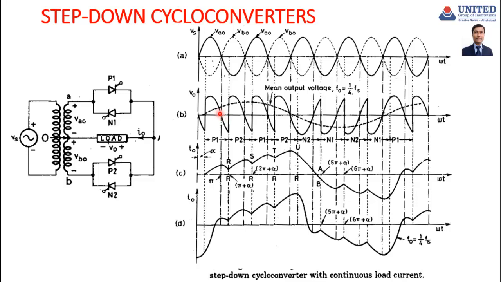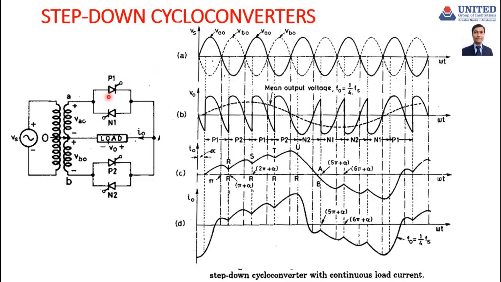After omega t equal to pi, P1 is reverse biased. As the load current is continuous, P1 is not turned off at omega t equal to pi. It is due to inductive load. When P2 is triggered at pi plus alpha, a reverse voltage appears across P1. Therefore, it is turned off by natural commutation.